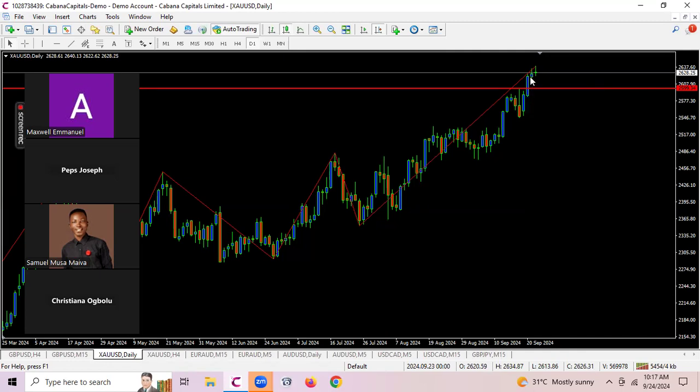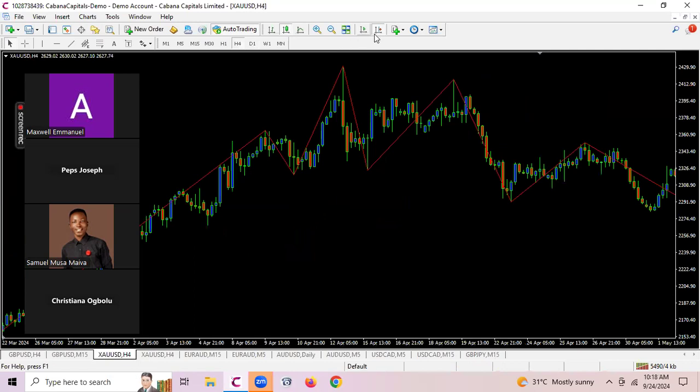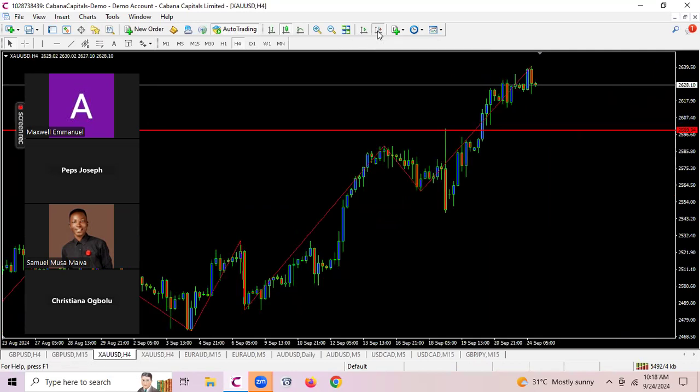So we need to wait for this next daily candle. If today's candle closes bearish, it's a strong confirmation that gold is likely going to be bearish tomorrow, technically. Then we should expect more bearish moves on gold this week. Okay, so what should we look out for in today's market?